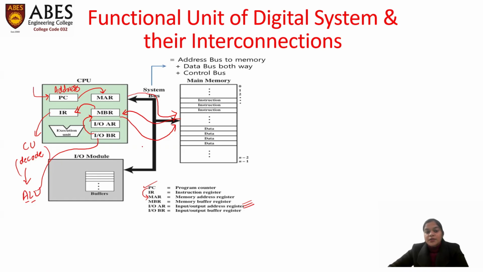And from MBR it gets back to the memory unit for its storage, and then it gets communicated towards the output unit. So this is the interconnection of components and the interconnection flow for the fundamental components of a digital system.